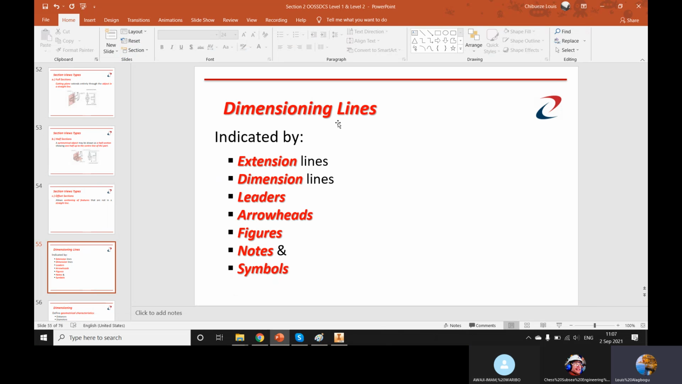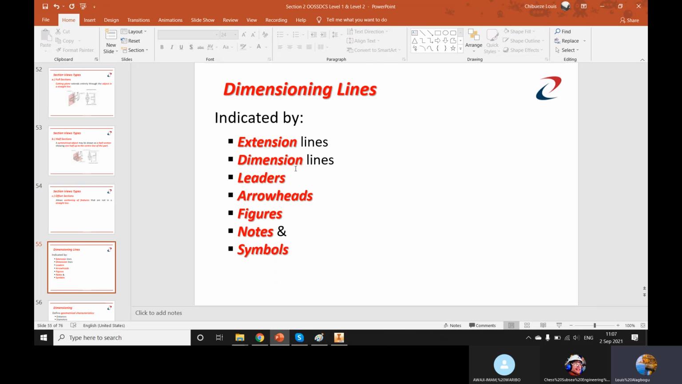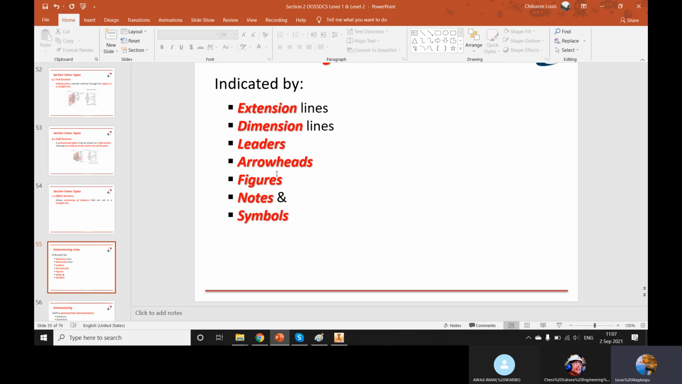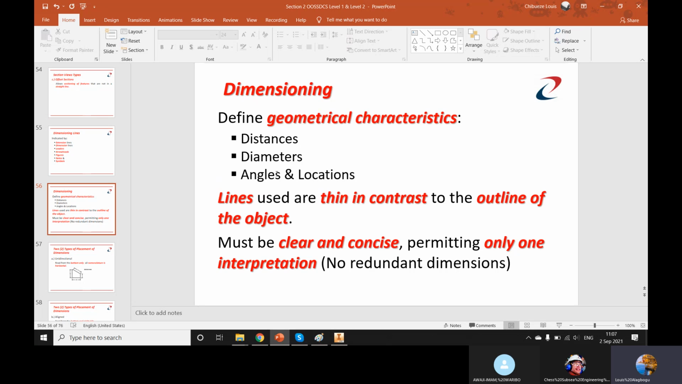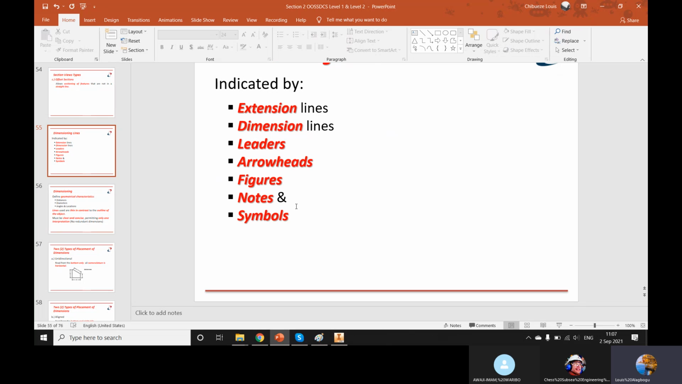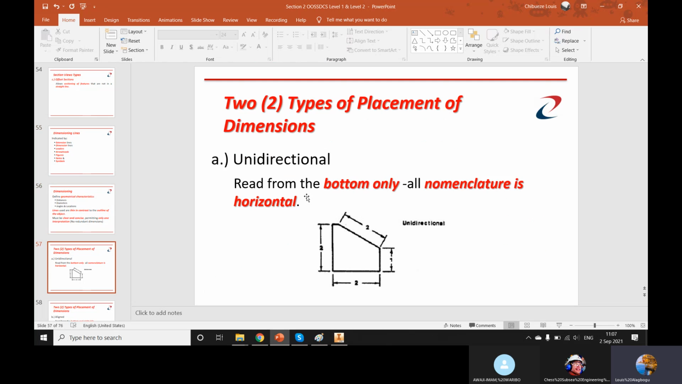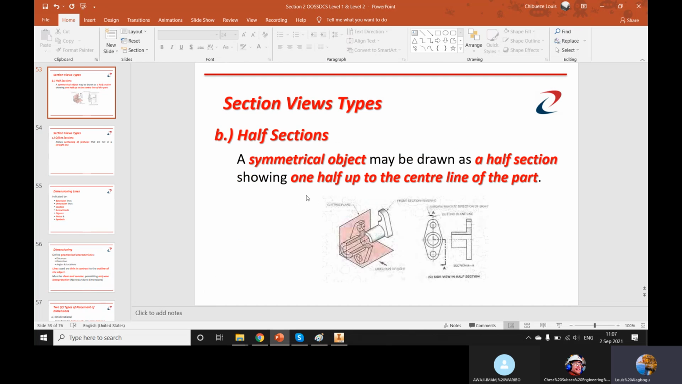So dimensioning lines are indicated by extension lines, dimension lines, leaders, arrowheads, figures, notes, and symbols. So these are the different types of dimensioning lines. This is the arrow, or let me show you an example with a drawing now. It's one of these dimension drawings.